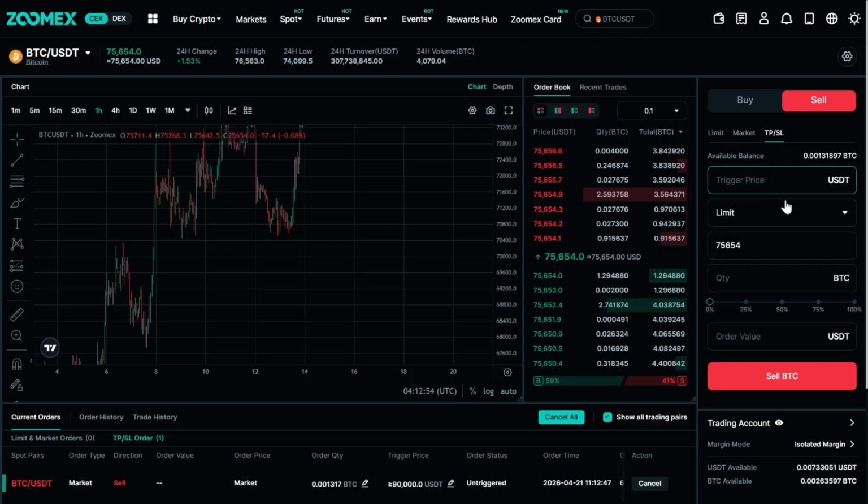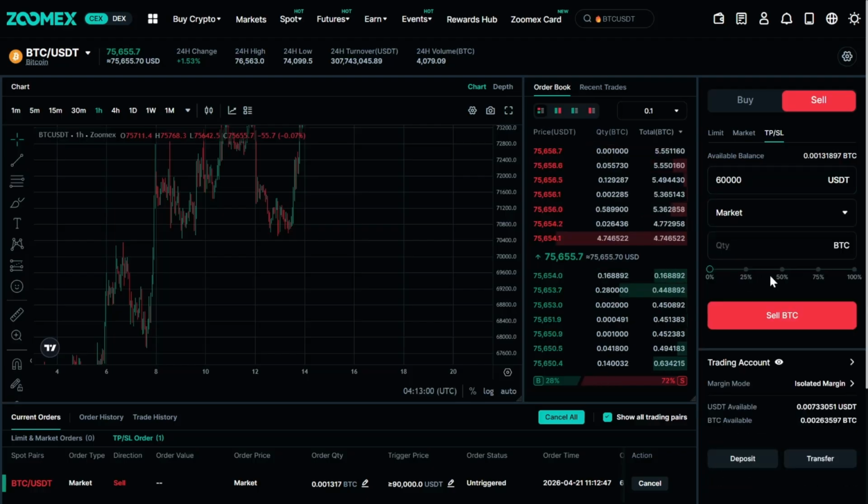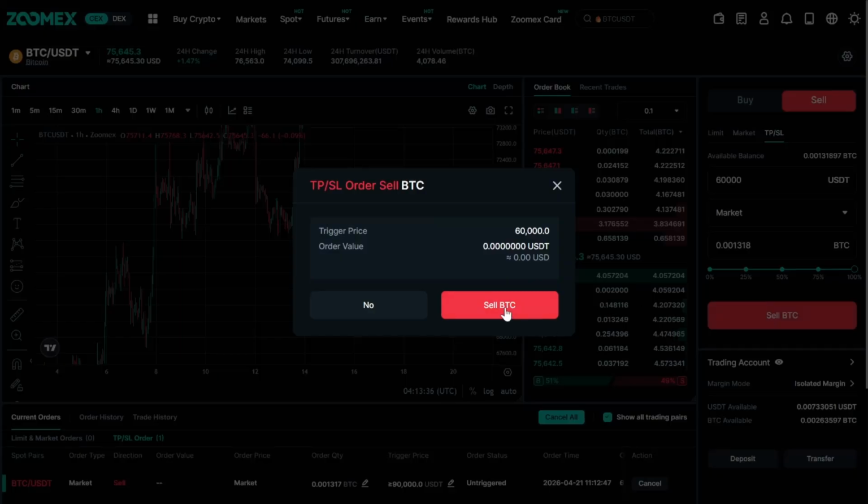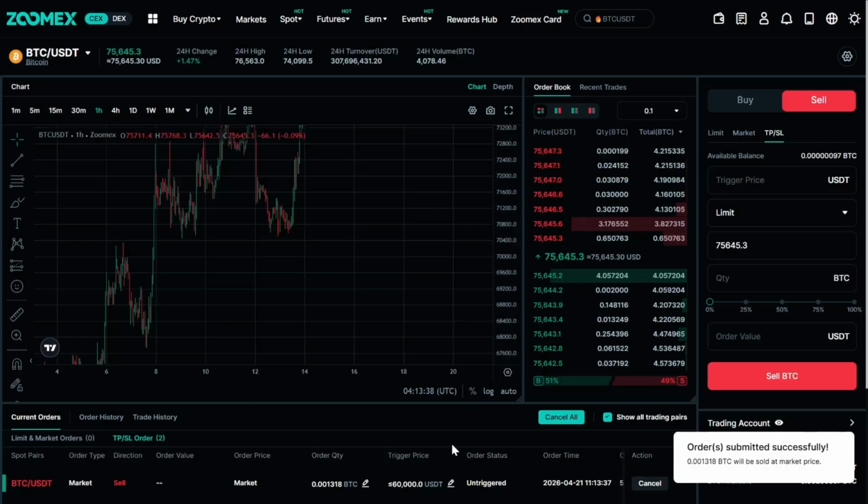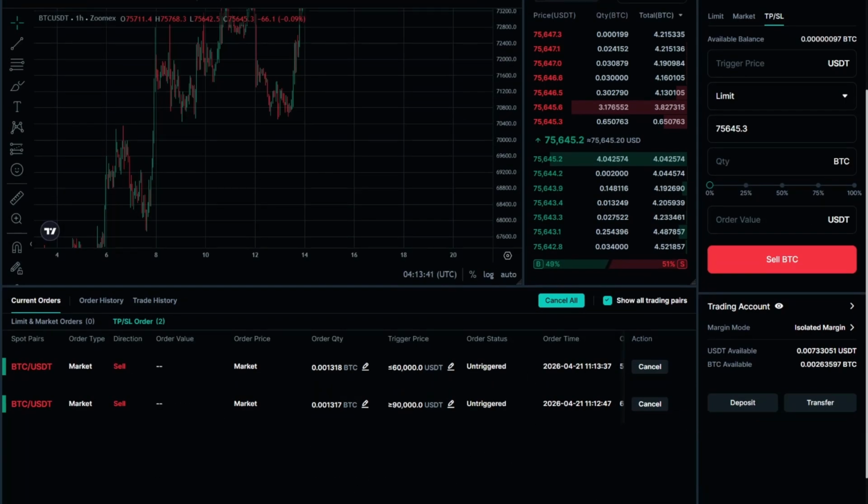And then on the other 50% of my position, I'll set a stop loss around 60,000 for the rest of our position, cutting our losses. Now I have it at 100% because this is the remaining balance that we have. So again, this isn't fully protecting us on the upside or the downside, but at least this is partially protecting us. We can execute this order now. And we can see down below that we have our take profit and stop loss orders.